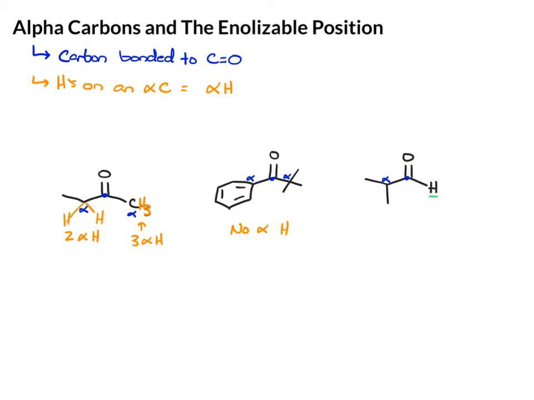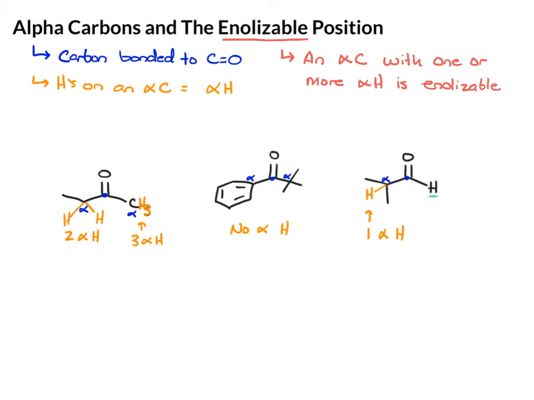And then finally, in this third molecule, over here on the left alpha carbon, there is one hydrogen. So we have one alpha hydrogen. The aldehyde hydrogen is not an alpha hydrogen. As far as how this relates to being enolizable, anytime you have an alpha carbon that has one or more alpha hydrogen, that position is said to be enolizable.